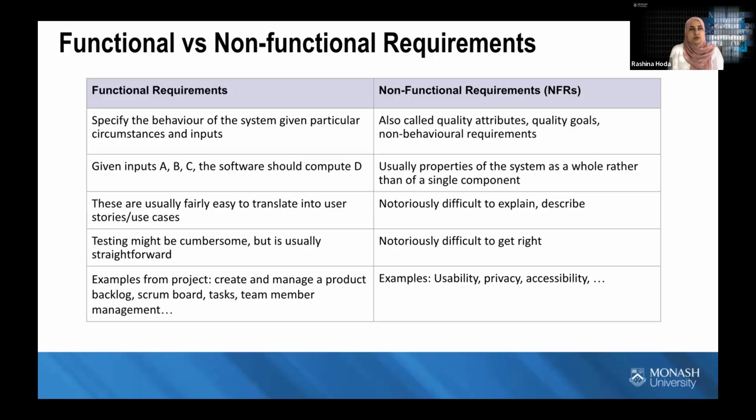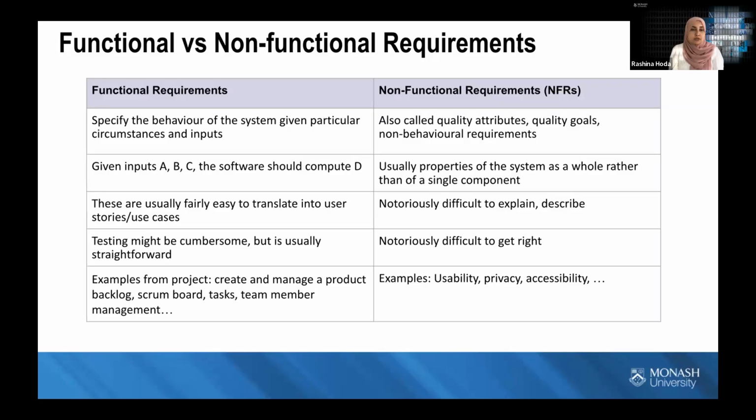Functional requirements are also usually fairly easy to translate into user stories and use cases because of that structure of given A, B, and C, the software should be doing D. You can start to write these user stories and use cases quite easily. Similarly, they can be tested in a straightforward manner. It may not be the easiest thing to test, or it may still be cumbersome, but the process required to test it might be straightforward. When it comes to non-functional requirements, they're not only challenging to explain and describe, it's also very difficult to get them right and then test them.